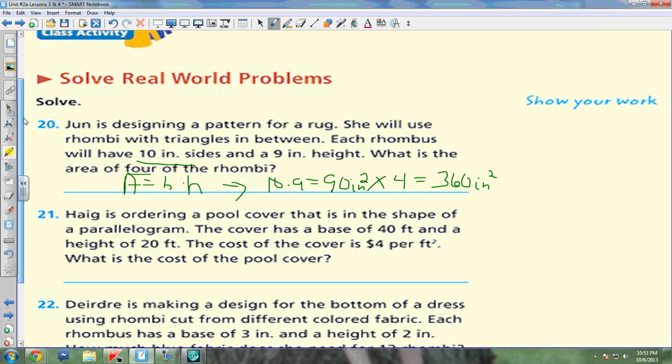June is designing a pattern for a rug. She will use rhombi with triangles in between. Each rhombus will have 10 inches for sides and 9 inches for height. What is the area for the rhombi?